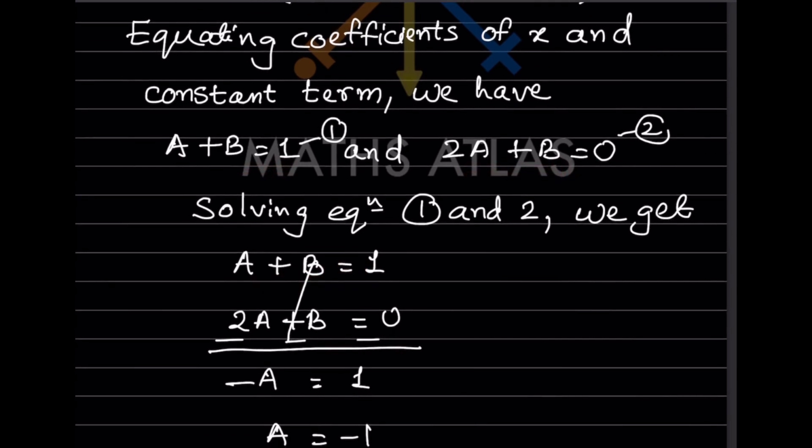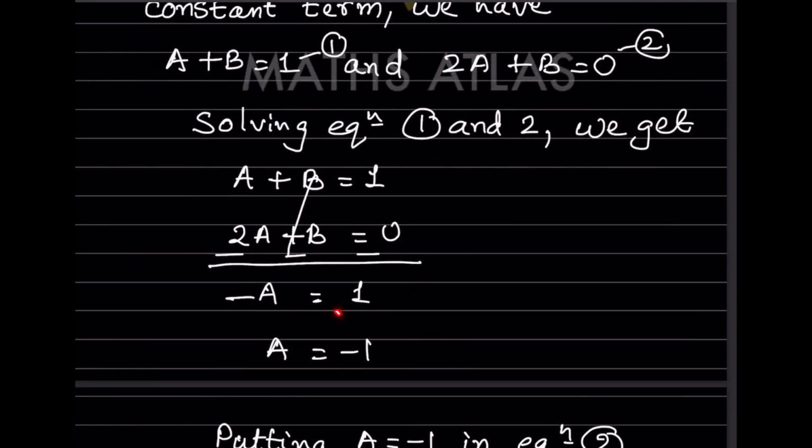Now both have a single b, and we want to cancel one variable. This is plus, so we subtract: plus and minus b get cancelled. Here we look at the signs: minus 2a plus a will be minus a, and 1 minus 0 is 1. So a is going to be minus 1, because the coefficient here is 1, and if it goes to the other side, 1 divided by minus 1 is minus 1.